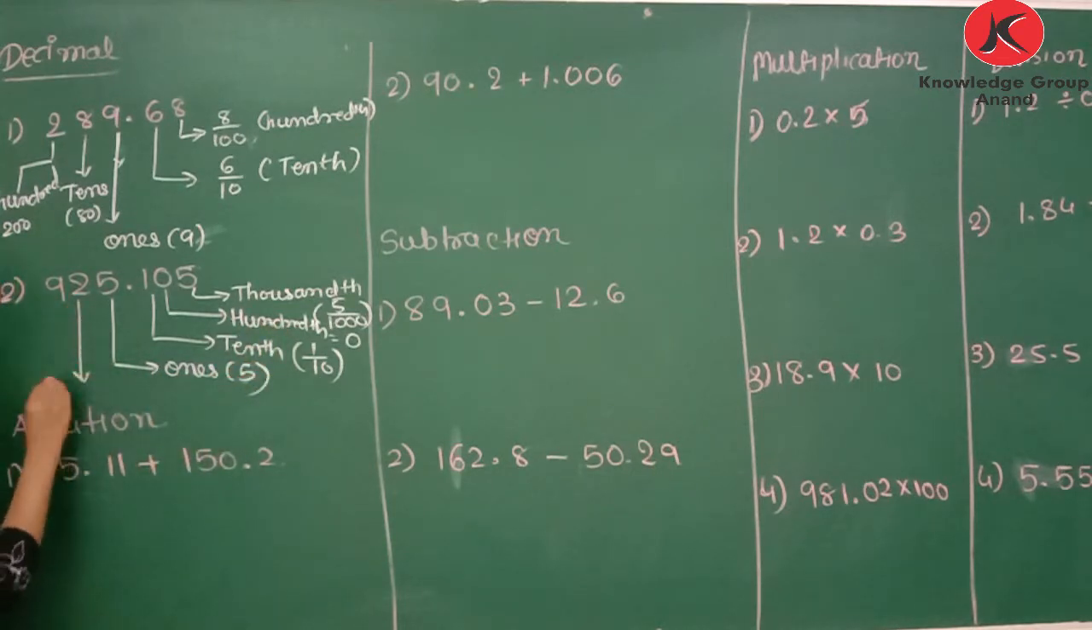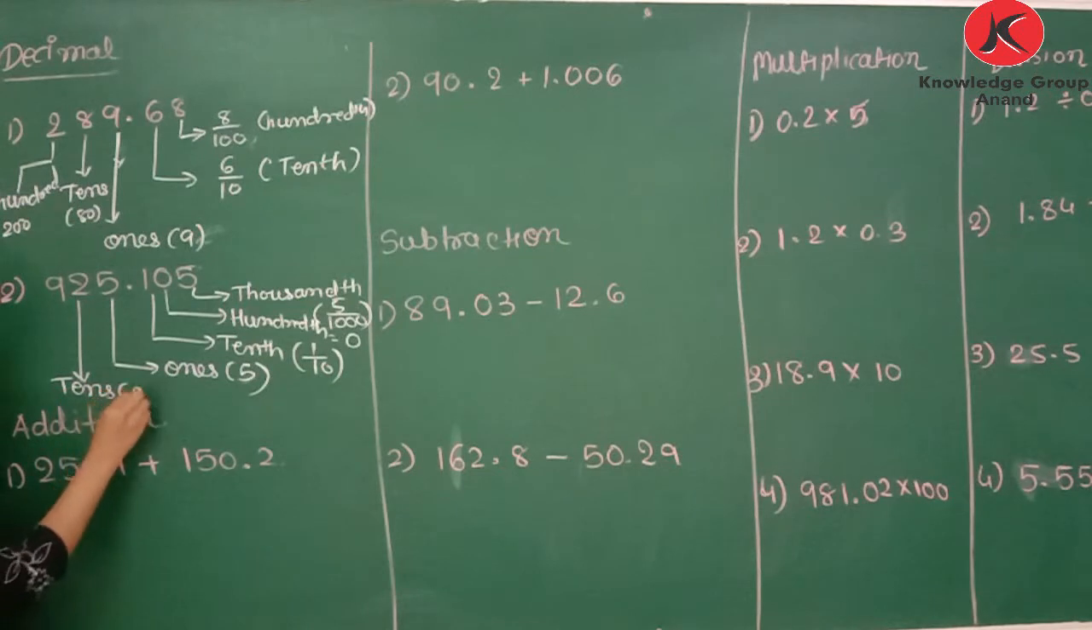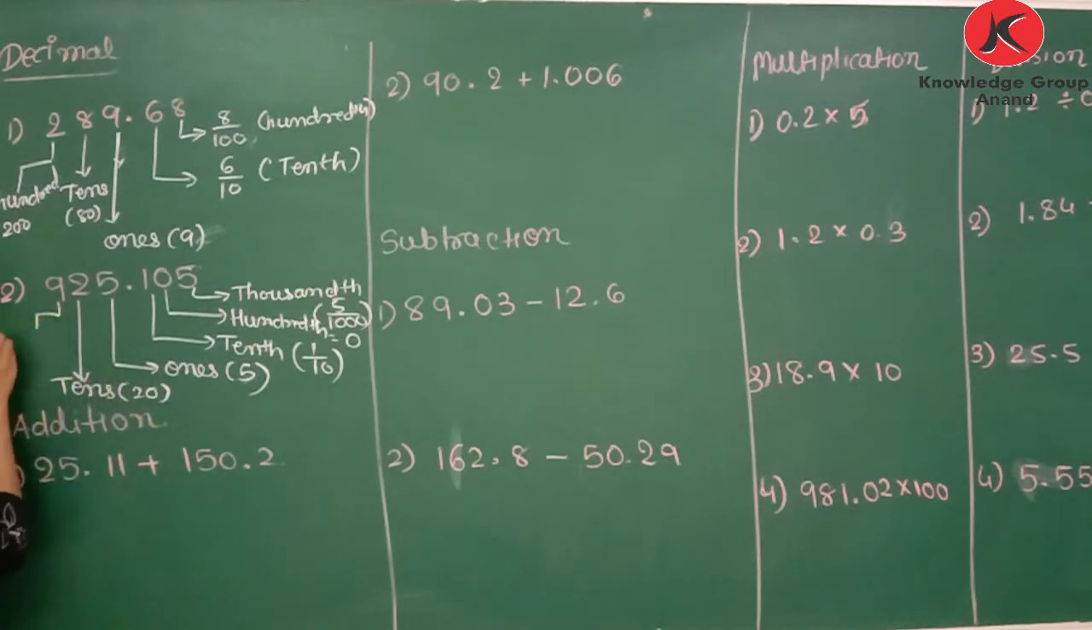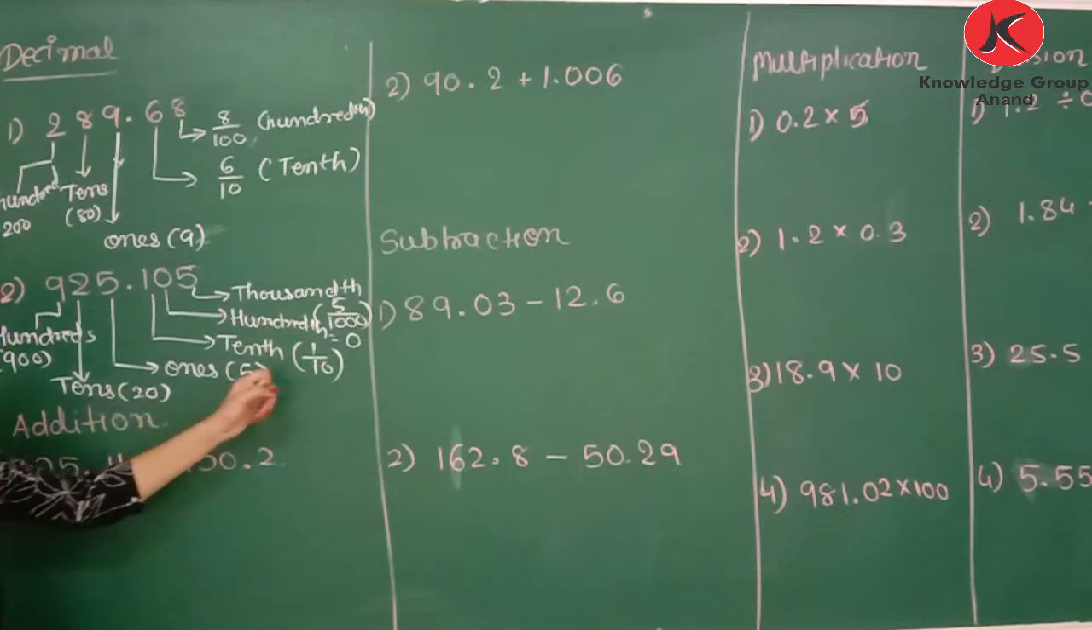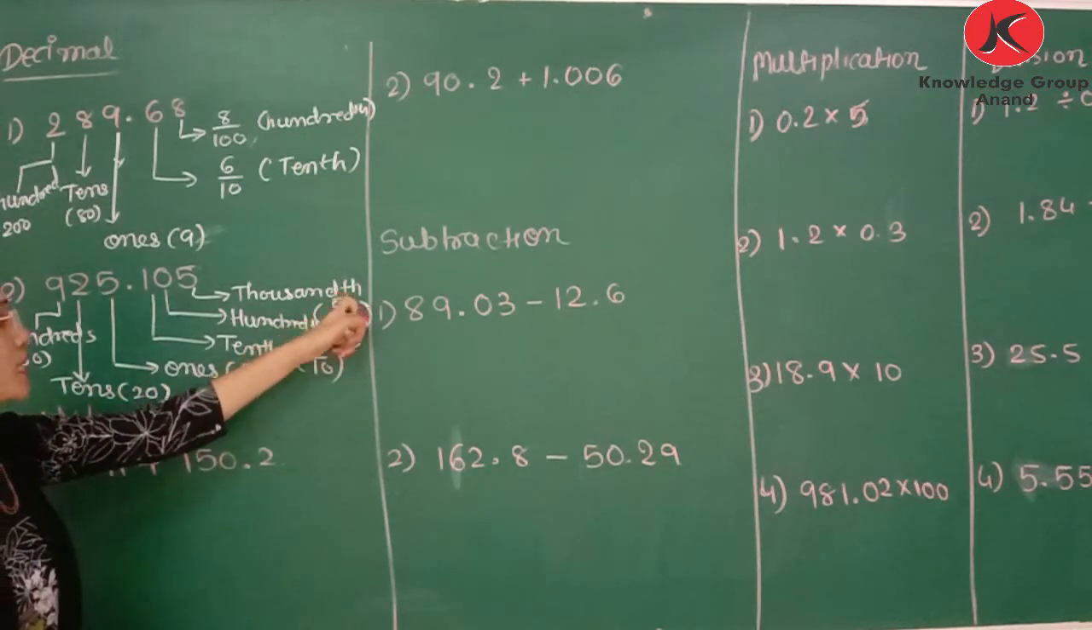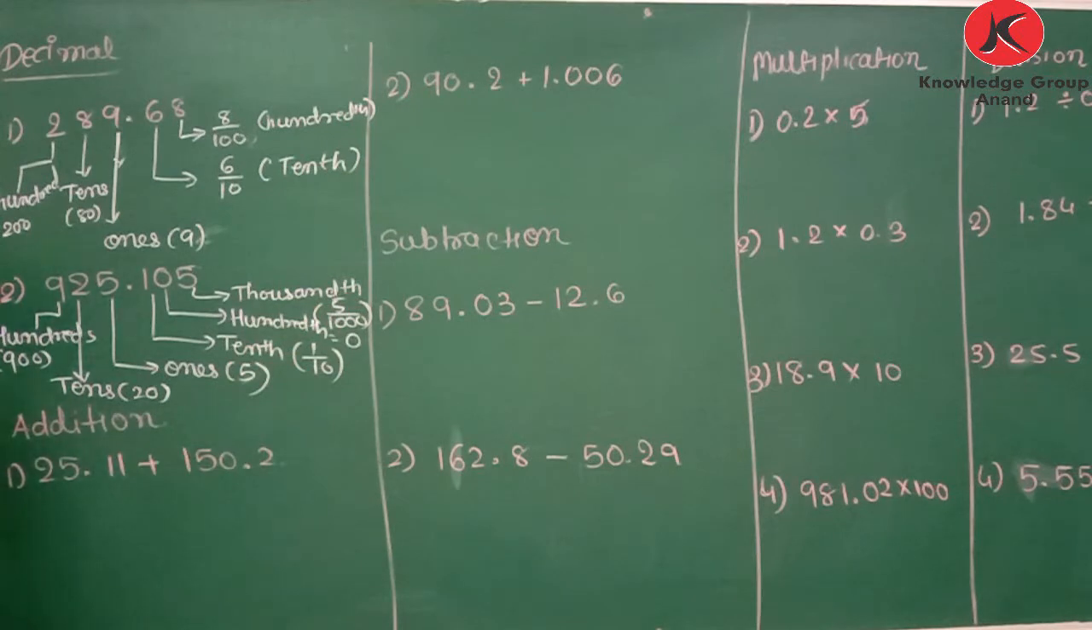2 is at the 10th place, so it is 20. And 9 at the 100th place, so it is 900. So if we want to write the expanded form, then it is 900 plus 20 plus 5 plus 1 by 10 plus 5 by 1000. Clear?